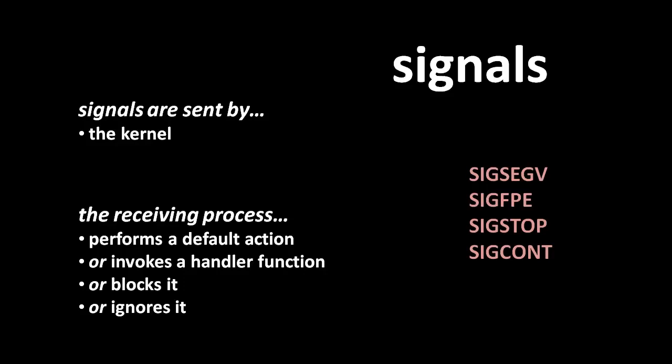The SIGFPE signal, the floating point error signal, is usually sent to a process because that process has attempted to divide by 0. When your program tries to have the CPU divide something by 0, the CPU is going to throw a hardware exception, and that's going to trigger the operating system to then send your process the SIGFPE signal. And again for this signal, as in fact for most signals, the default action is simply to abort your process, to terminate it.